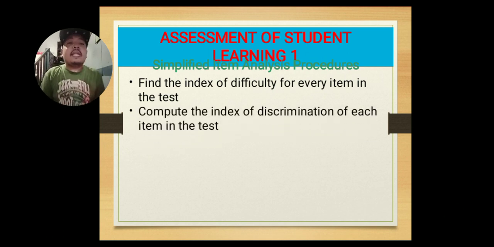And then, compute the index of discrimination of each item. Do you remember, on the last video, the formula for index of discrimination is P sub U minus P sub L. After you compute, go to the table: what will be your index of difficulty? Go to the table: what will be your index of discrimination? Is it easy? Very easy. Discriminating? Very difficult. That depends on the solution that you computed.